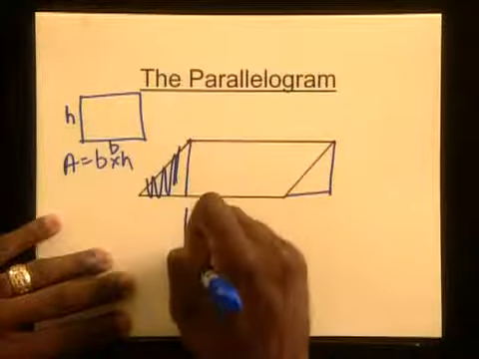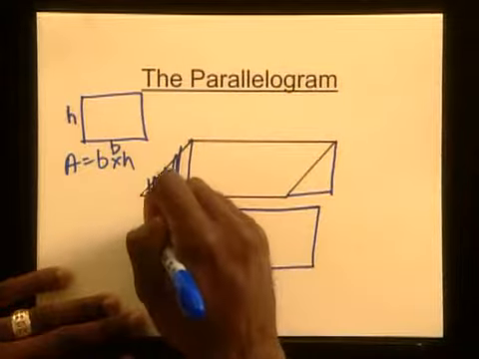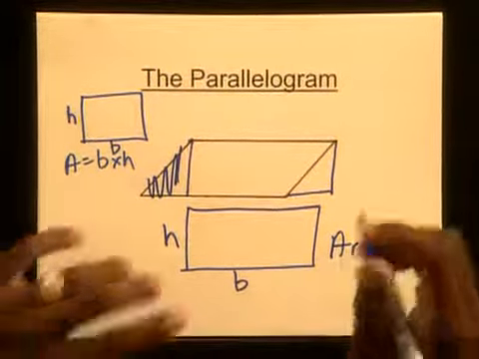Now look at what we have. Now that it's standing up straight, we have our rectangle. You got it. And now we can just use the same formula we had before. The base times the height gives us the area of this rectangle. You with me? Cool. Let's try an example here.